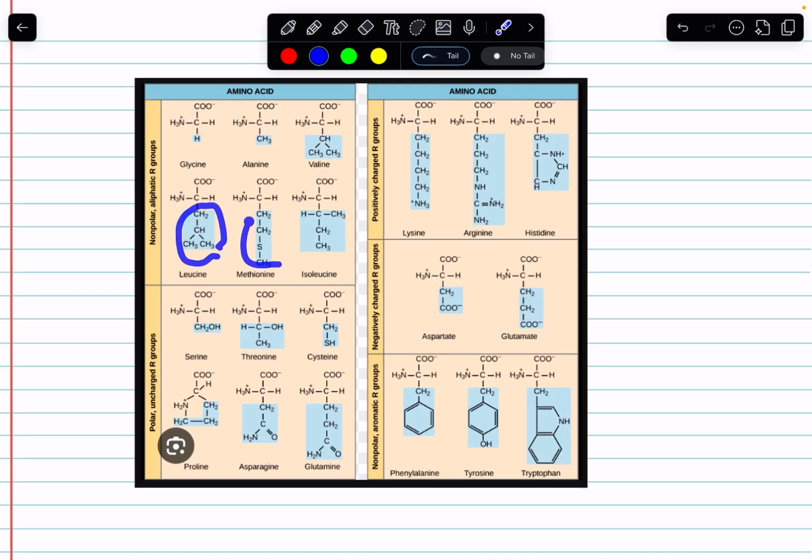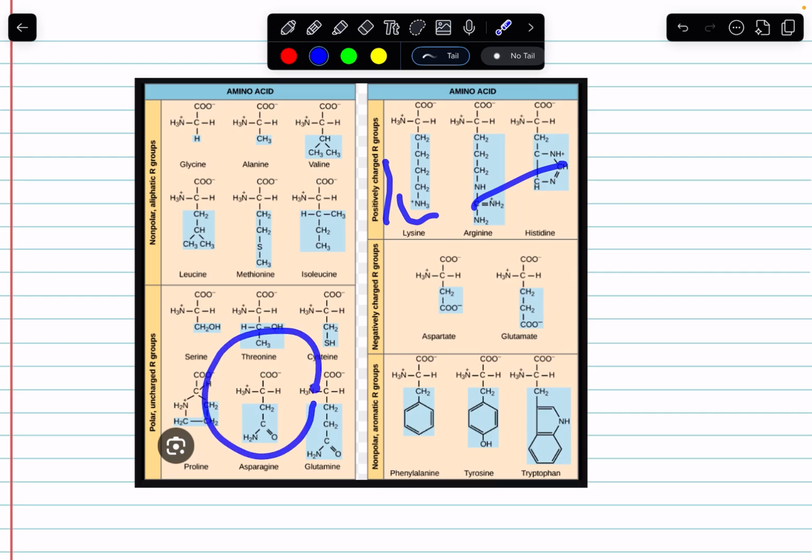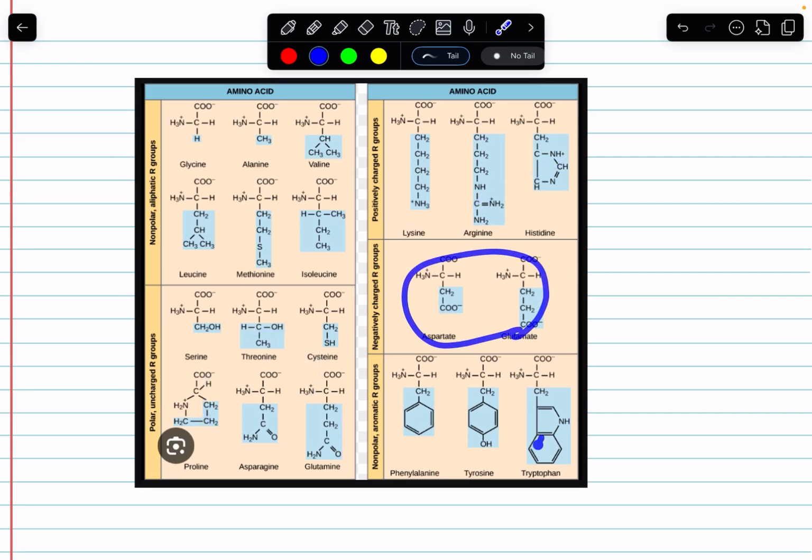There's a group here, there's a group here. So these are all what we call, again, non-polar groups. If you look at these ones here, these are, for example, positively charged amino acids. These are polar uncharged group amino acids. These are negatively charged, and these are what we call non-polar aromatic R groups.